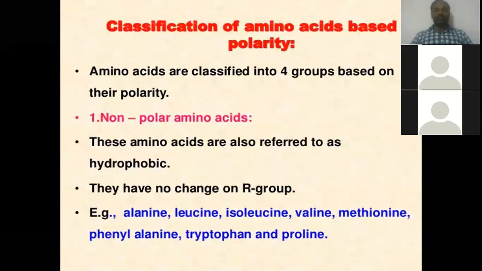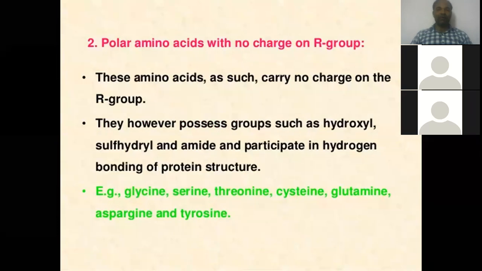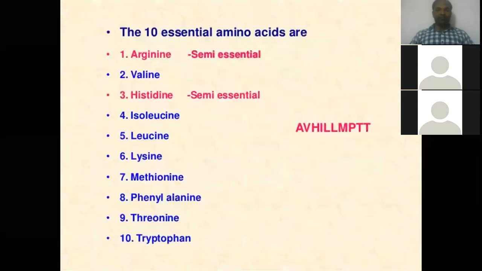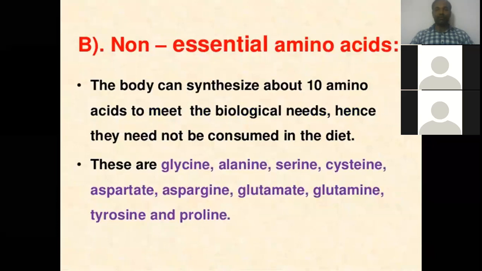The next category is classification of amino acids on the basis of their polarity. It is basically divided into 4 categories, and here we only discuss 2 categories, that is non-polar amino acids and polar amino acids. The third category is classification of amino acids on the basis of their nutritional values. The nutritional classification again has 2 main categories: essential or indispensable amino acids, and non-essential amino acids.